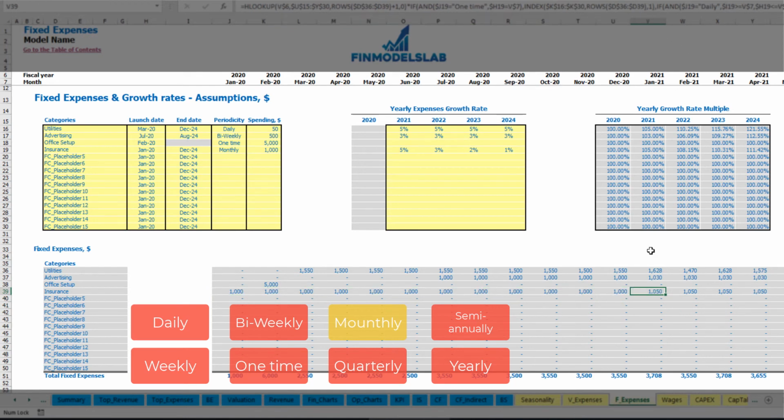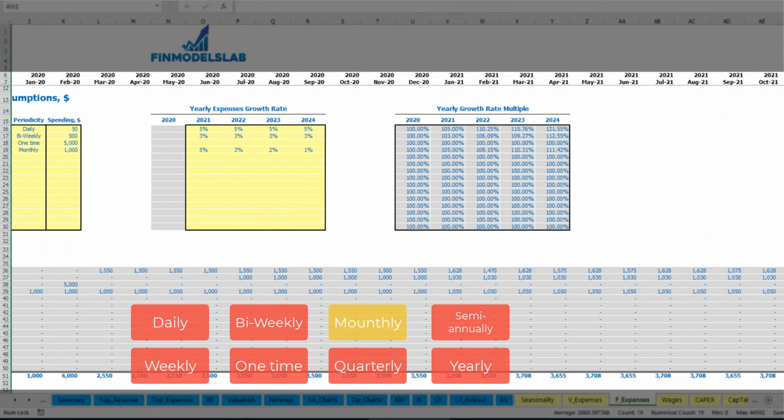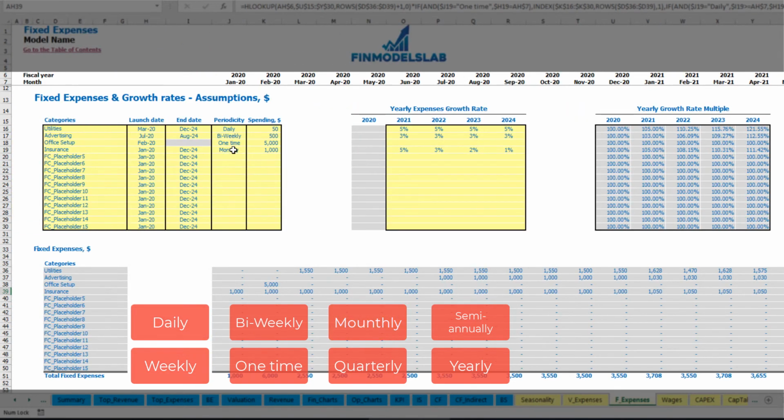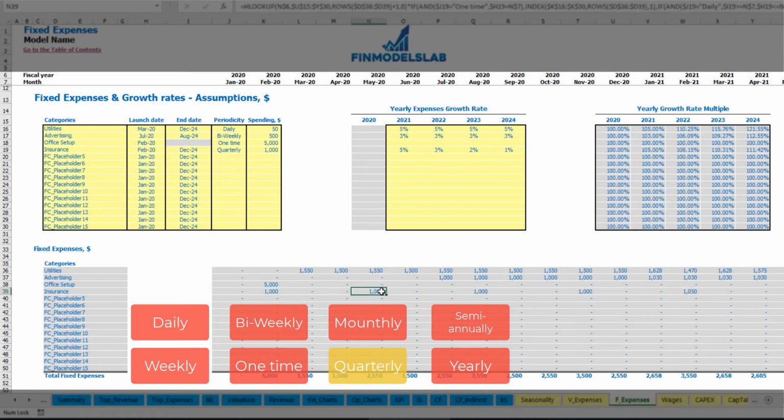Starting from January 21, it will grow by 5%, which is $50. And starting from January 22, it will grow by 3%, which is additionally $32. Another option, quarterly. You may see that insurance will be paid $1,000 each quarter. You can start it, for example, from February, and this will be shifted 1 month forward.